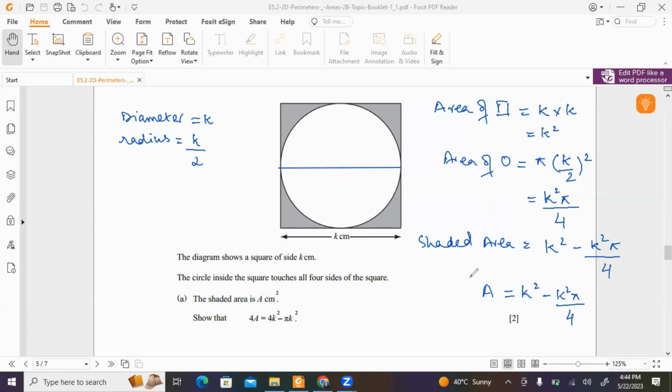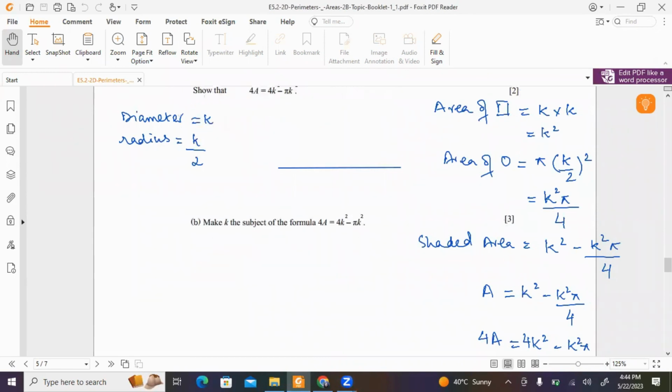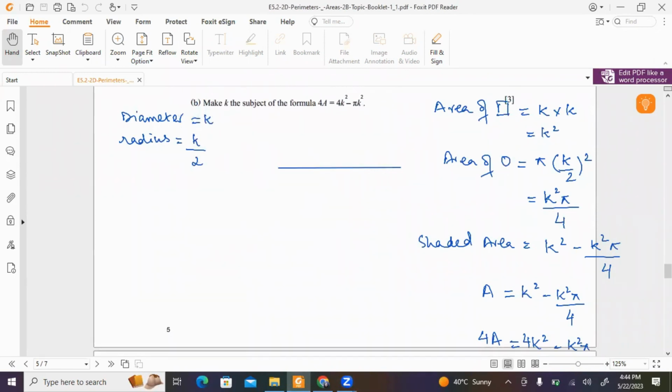Multiply all the terms by 4 to get rid of the fraction. So it becomes 4A equals 4k square minus k square pi. And that's exactly what the equation is. Then in part B, it's saying make k the subject of the formula.